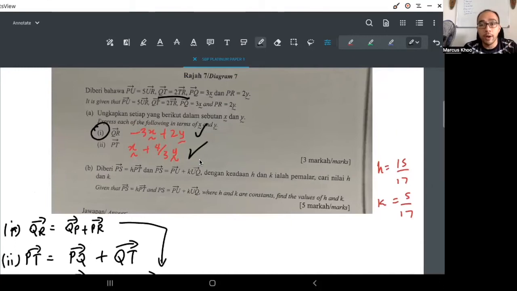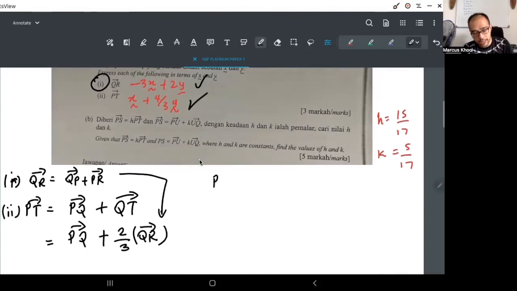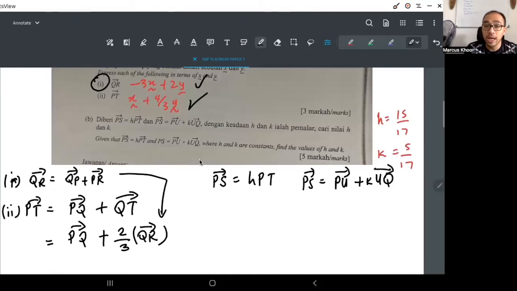Okay, now having that in mind, let's take a look. The next question is a 5-mark question. Given that PS equals HPT, let's start with this first. PS equals HPT and PS equals PU plus KUQ, where H and K are constants. Find the values of H and K.